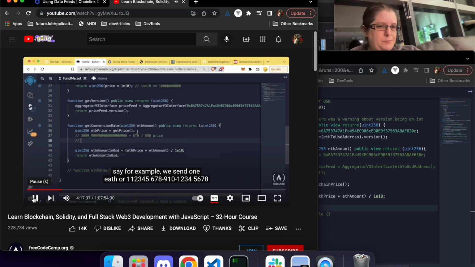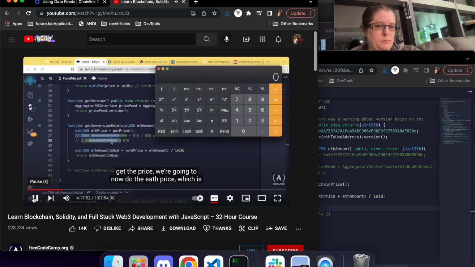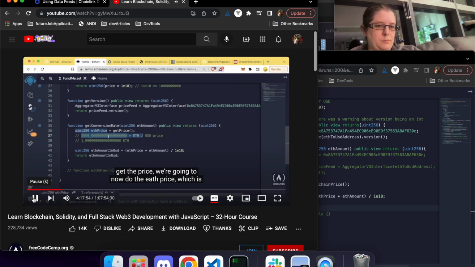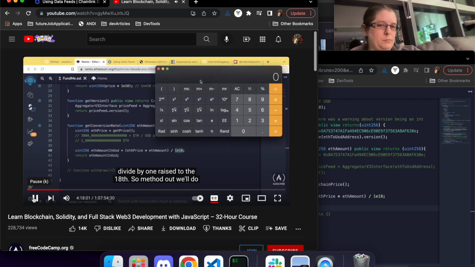Units. And let's say, for example, we send 1 ETH into this contract. 1 ETH should equal $3,000. So to get the price, we're going to now do the ETH price, which is 3,000, times the ETH amount, which is this 1, and then divide by 1 raised to the 18. So math it out.